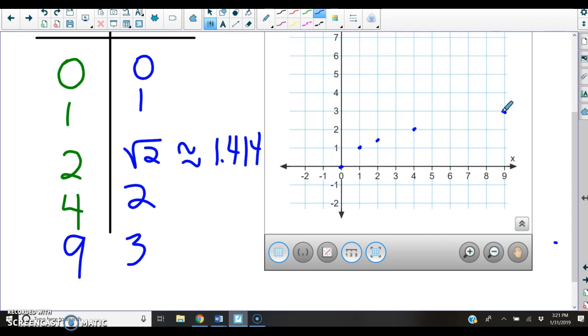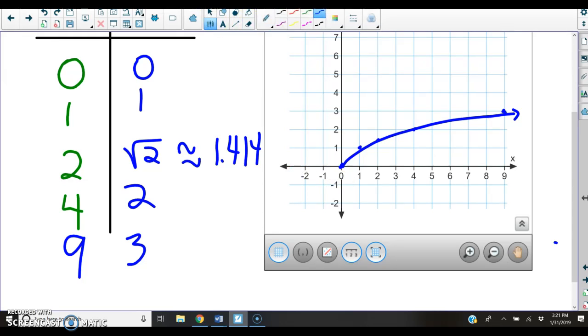So hopefully you realize it's going to curve this way. Why does it have to start here and not go this way? Because you cannot square root negatives. So that's part of our domain, and those have to come off. So that's what our parent function looks like.